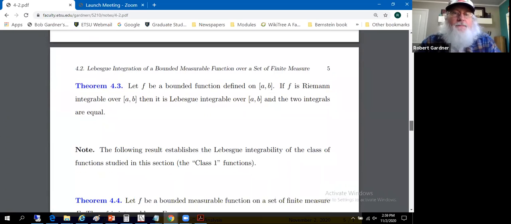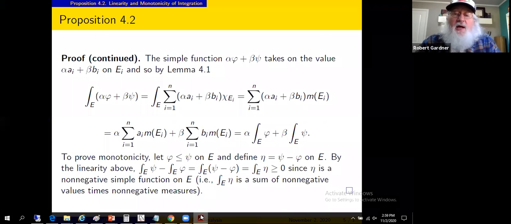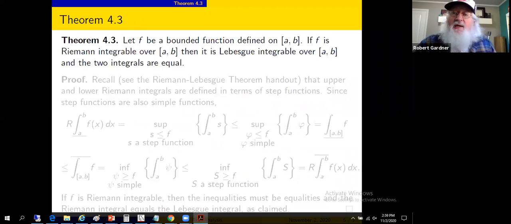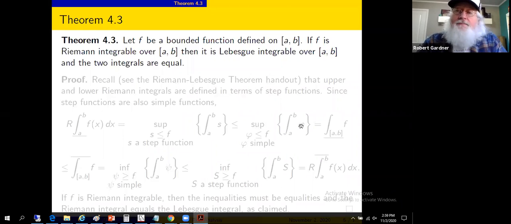And theorem 4.3 says, let f be a bounded function defined on closed and bounded interval [a,b]. If f is Riemann integrable over [a,b], then it's Lebesgue integrable over [a,b], and the two integrals are equal. Okay, so in the common ground, when Riemann integration is defined, then Lebesgue integration is defined, and we get the same values out.